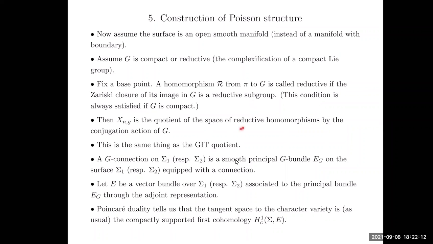So then X_N(G) is the quotient of the space of reductive homomorphisms by the conjugation action of G. And this is the same thing as the geometric invariant theory quotient. So we'll define a G connection as a principal G bundle over the surface, which is equipped with a connection.